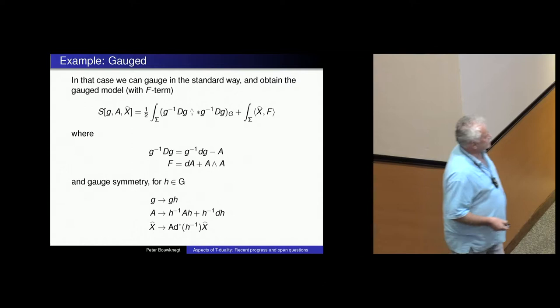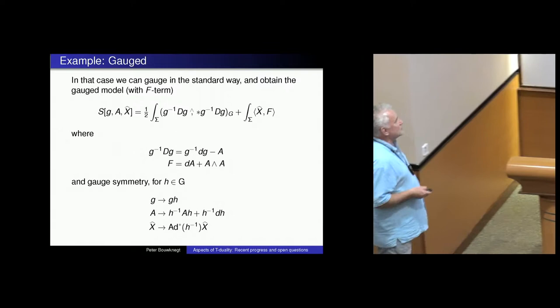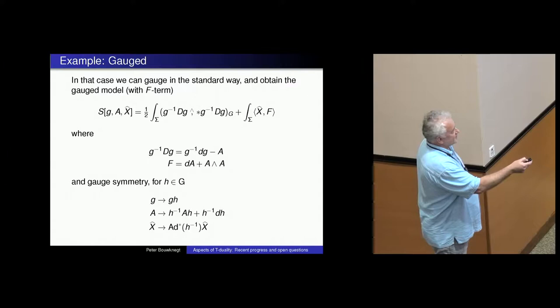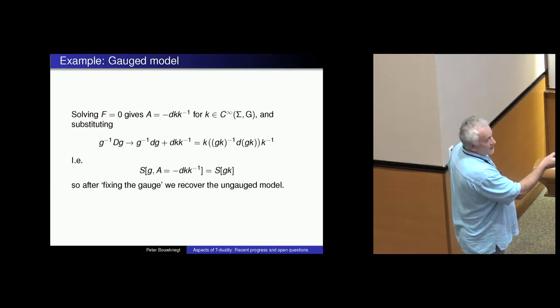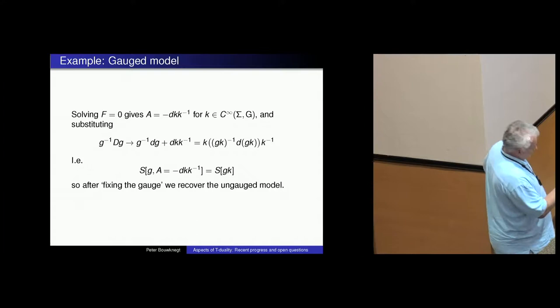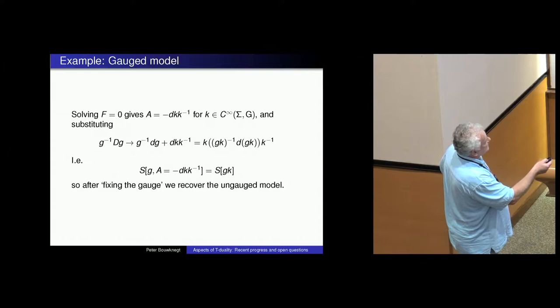Okay, so then we can solve, and again, these are just local considerations, we can solve the equation of motion for X hat, which is F equals zero. And the solution is just that A is a pure gauge. Then we put this back into the original action. I've chosen this particular form so that it all comes out nicely. So the covariant derivative for a gauge field of this form really looks like the original Maurer-Cartan form with gk instead of g.